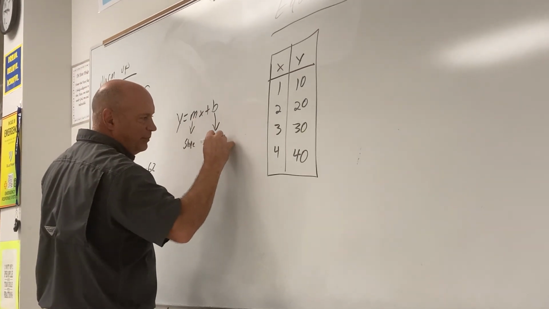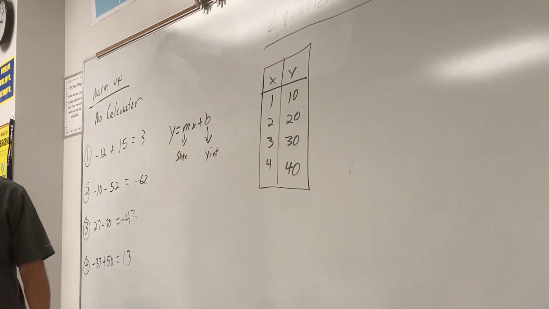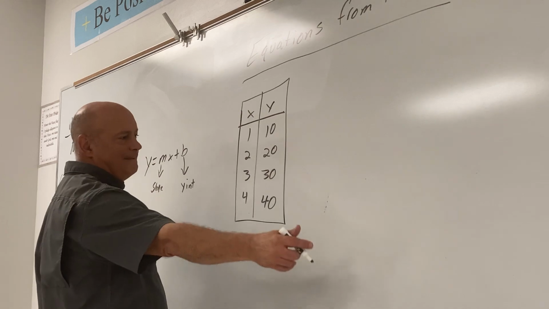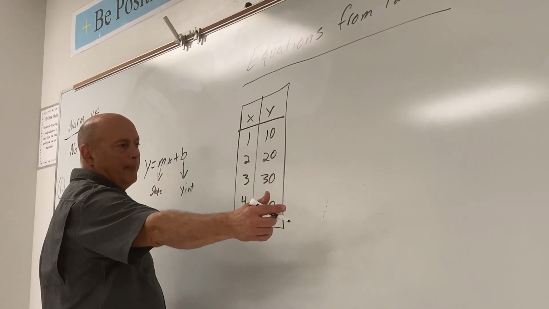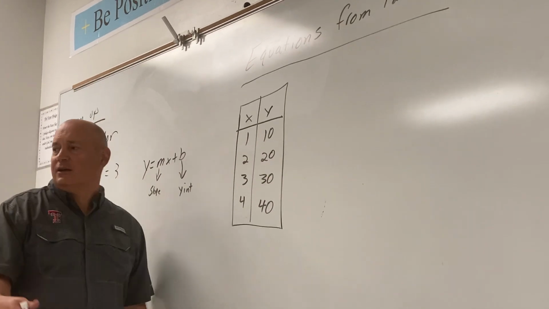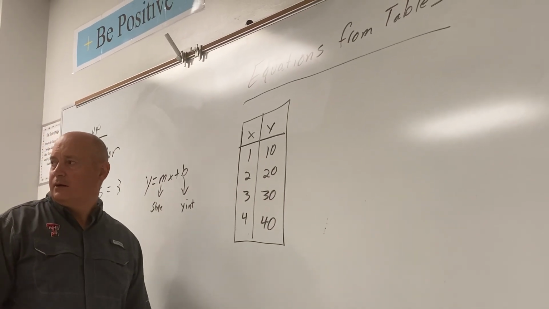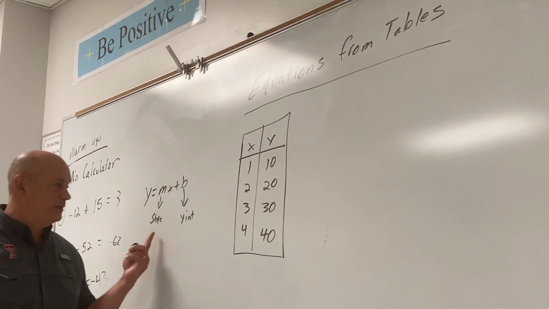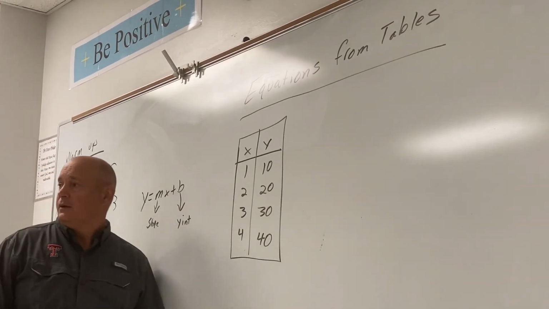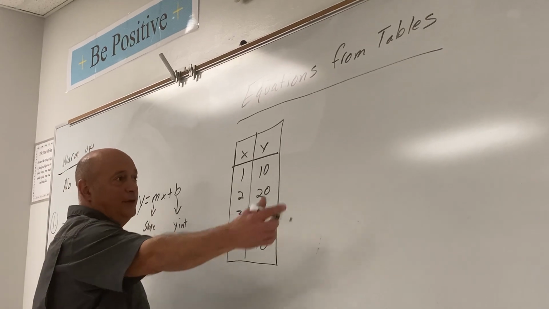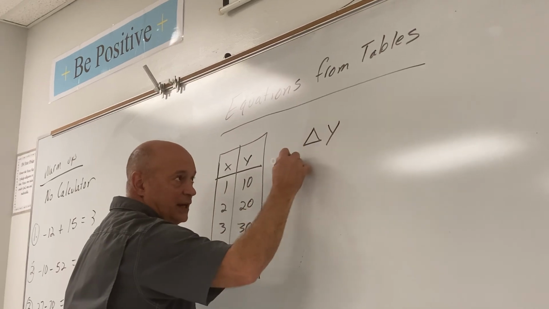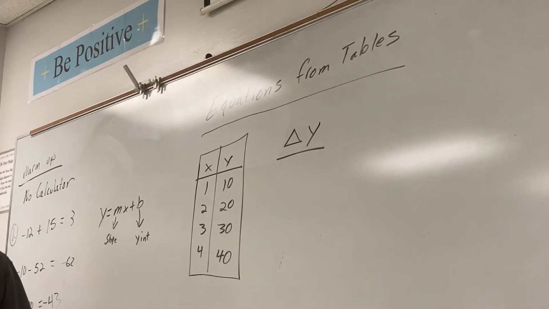All right, who can help me find the slope from a table? We've already covered that. Tucker. I think it is every one is 10. You're helping me find the slope from this table. I'll give you a hint. Change in y. There we go.